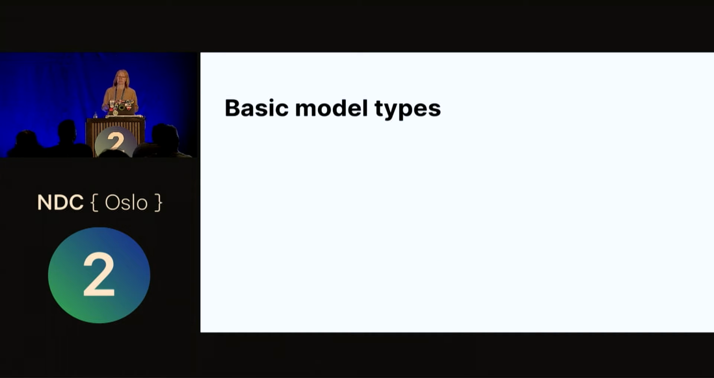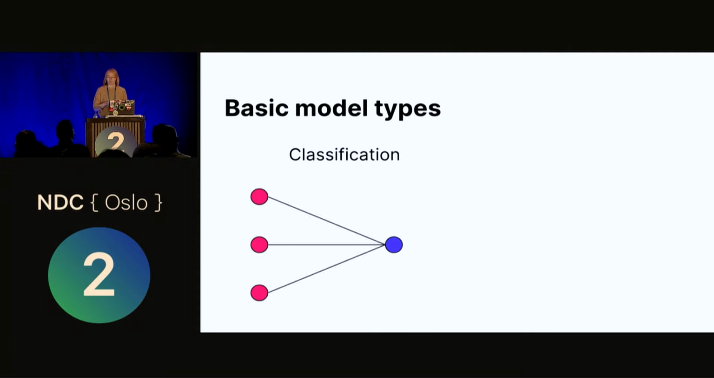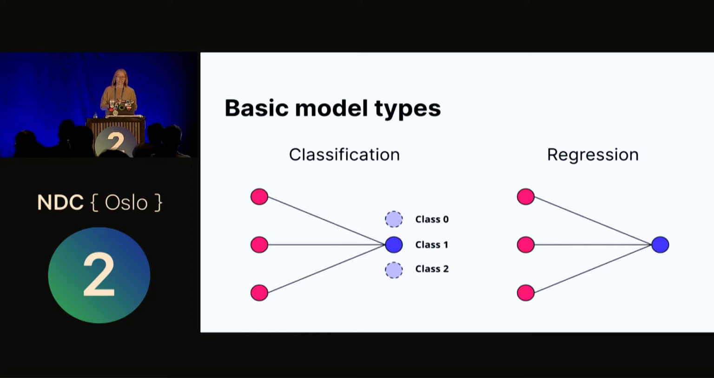The next thing I want to explain are the basic model types that we'll be talking about in this presentation. The first are classification models. This is where we're trying to predict some sort of categorical variable or one of a number of classes or groups. The second are regression models, where the goal is to predict some sort of continuous variable, say price.